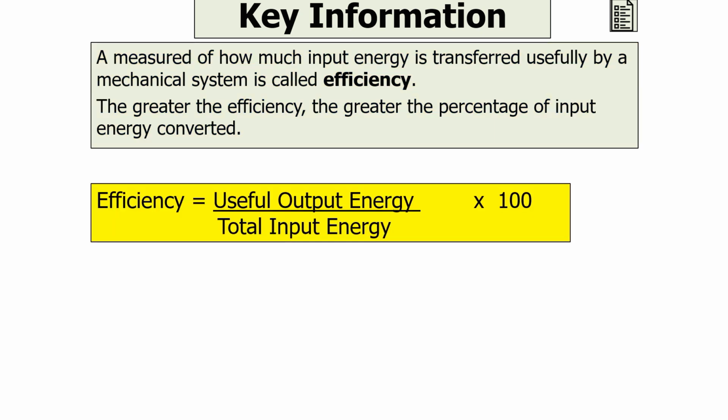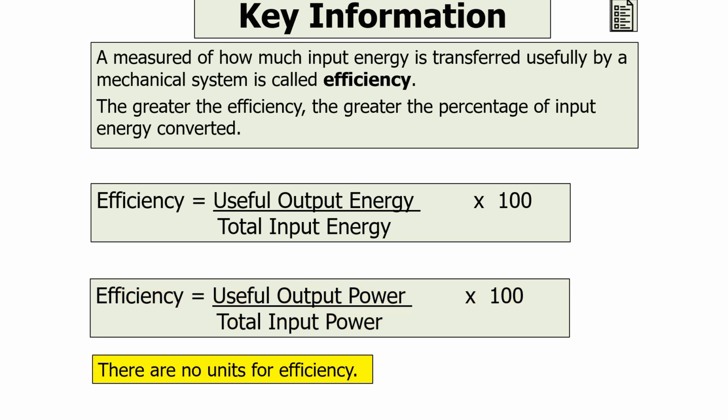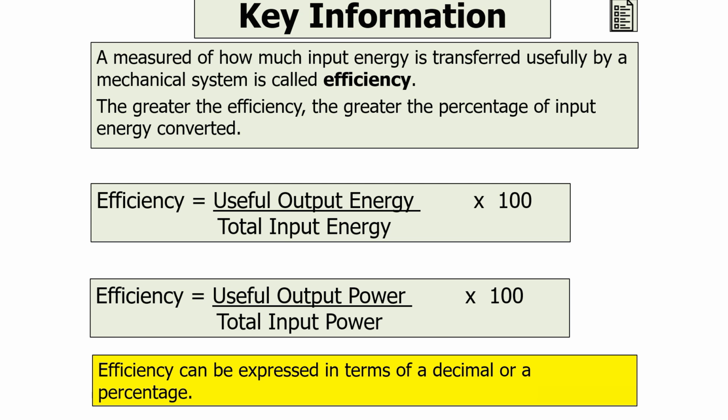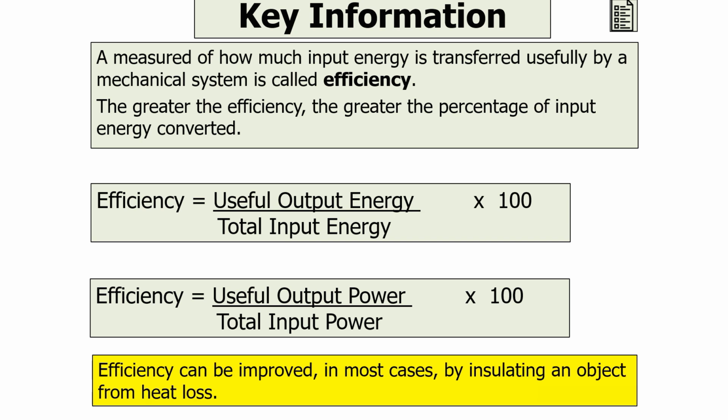So we can say that efficiency is equal to the useful output energy over the total input energy times 100, or conversely, efficiency is equal to the useful output power over the total input power times 100. Please note there are no units for efficiency, and efficiency can be expressed as a decimal or a percentage. Due to the conservation of energy, efficiency can never be higher than 100% or 1.0. The efficiency of machines or processes can be improved in most cases by insulating an object from heat loss.